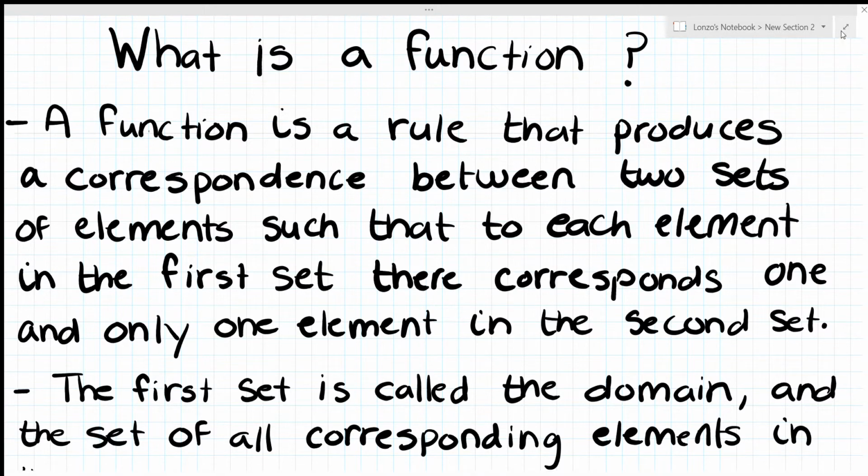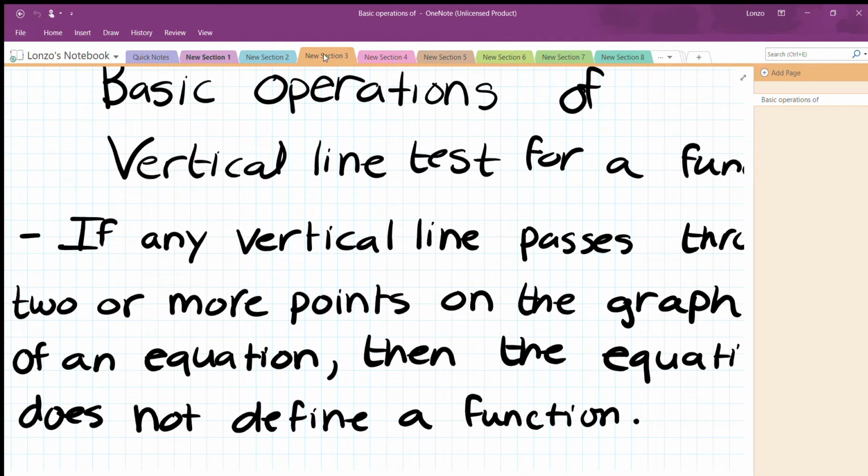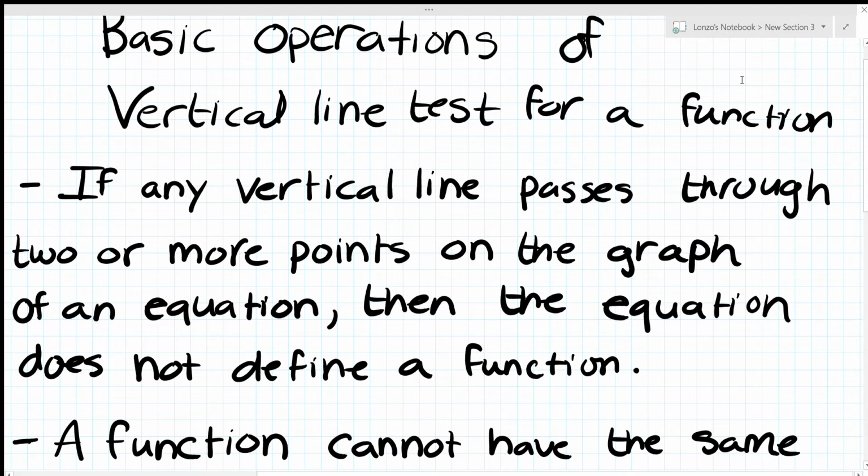So now you found out the definition of a function. How do you determine if it's a function? There's another way you can determine if a graph is a function. You can do what's called the vertical line test for a function. If any vertical line passes through two or more points on the graph of an equation, then the equation does not define a function.